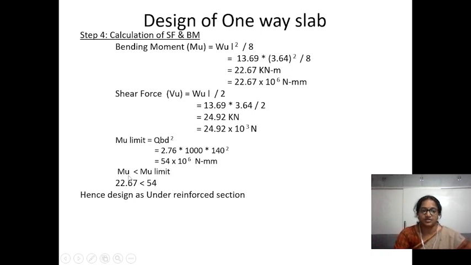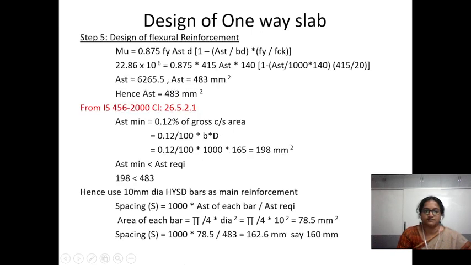Now we have to calculate whether the section is under reinforced or over reinforced. For that the formula is Mu. If the Mu is less than Mu limit, then the section is known as under reinforced. For that we have calculated the Mu limit using the formula Q into BD square. I have substituted the values and I got Mu is less than Mu limit, hence we have to design the section as an under reinforced section.